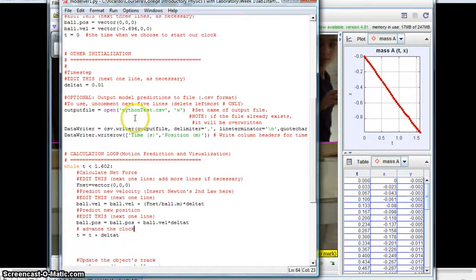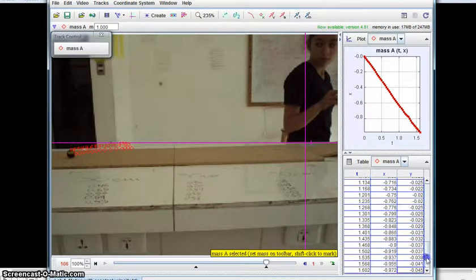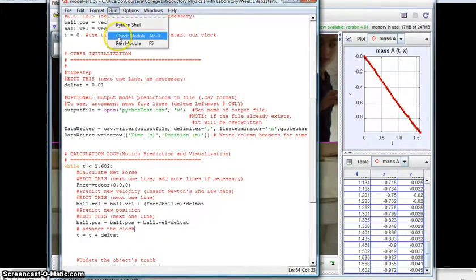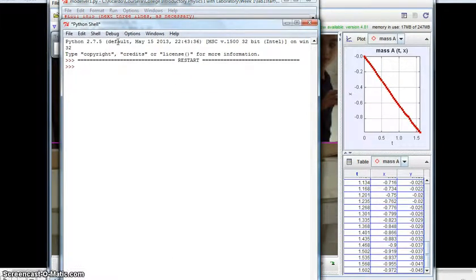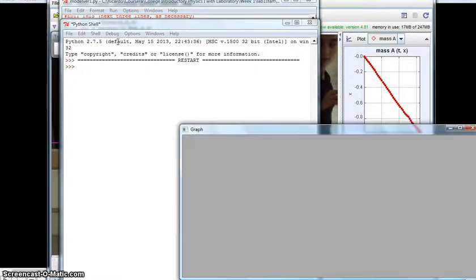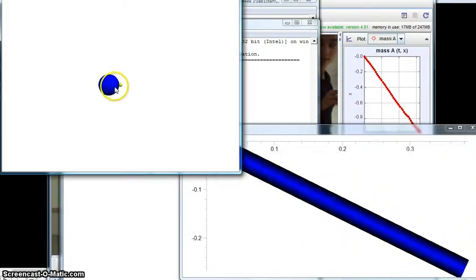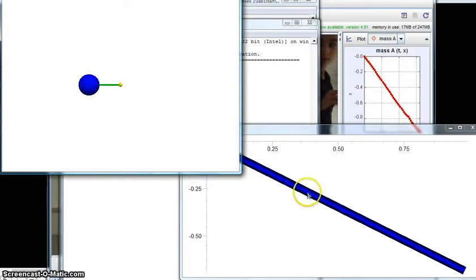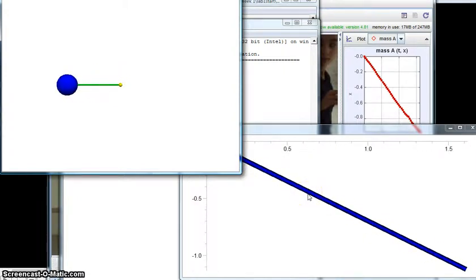Then I also defined the time interval for the loop to repeat as 1.602. This number is consistent with the time obtained in Tracker. Then I run the model. The result that I will get is pretty much the same result obtained and analyzed in Tracker. You have to wait a little bit. Here we can see the object moving to the left, just like the marble was moving. And here I have the position versus time graph, which is a perfect straight line. The object is moving to the left. The results seem to be consistent.